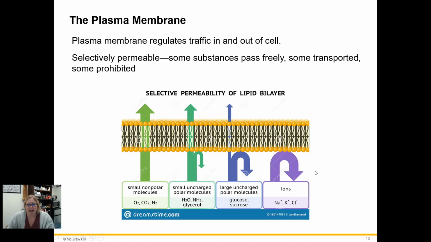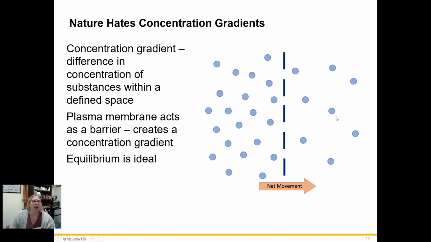When we talk about the plasma membrane, it's going to want to be permeable to some things and not to others. But we also do have more than just the phospholipids in there. Our lipid membrane has a lot of different proteins embedded in it that are going to facilitate the movement of some of these molecules, even if we think we might not want them moved. And what that brings us to is concentration gradients. Nature hates concentration gradients.